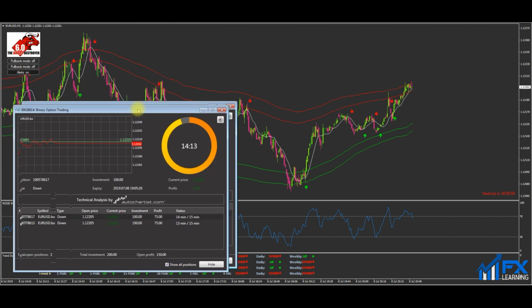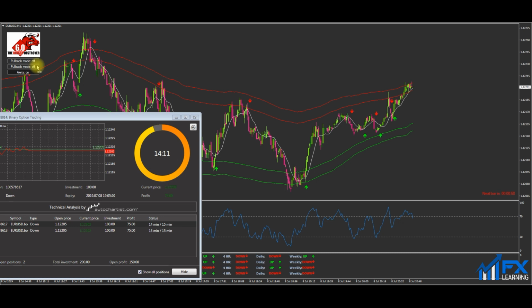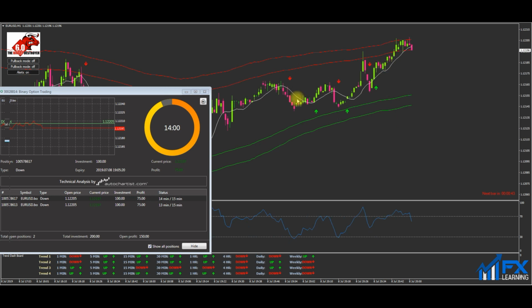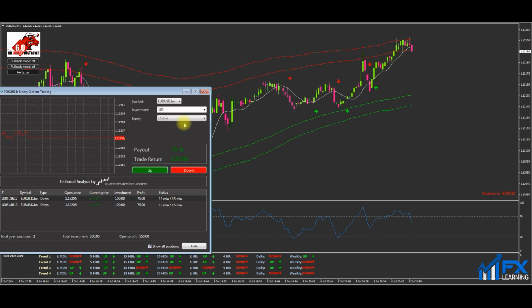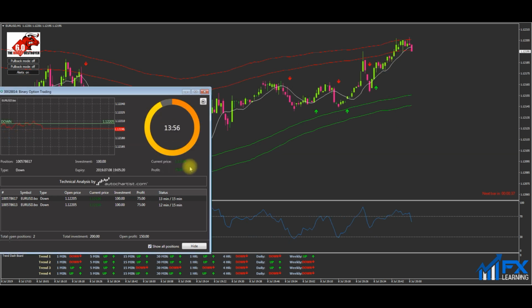As you can see in the top left corner here, we've got different pullback modes and they automatically change. So yeah, we can also change different arrows and different settings and everything like that. Notice how the price is starting to drop now. Okay, I'm going to fire in another, I'm just going to go for a 10-minute expiry here. Okay, just keep firing in like this and you'll see price will drop.